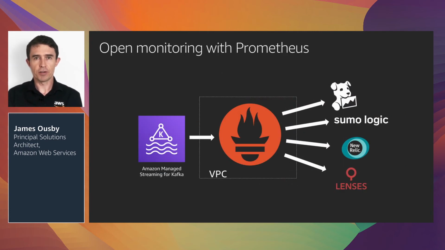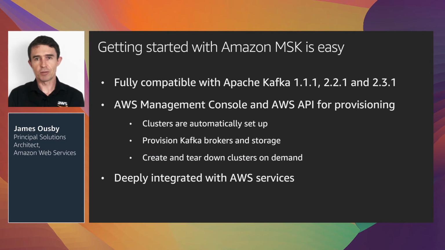And then recently, at re:Invent last year, we announced open monitoring with Prometheus. This is an additional capability for taking advantage of Amazon MSK to use Prometheus to monitor the metrics that come out of Apache Kafka. And getting started with Amazon MSK is easy. It's fully compatible, as I mentioned before. There's multiple versions there. The AWS Management Console and API can be used to spin up and manage your cluster. And there's deep integration with other AWS services for monitoring and processing.